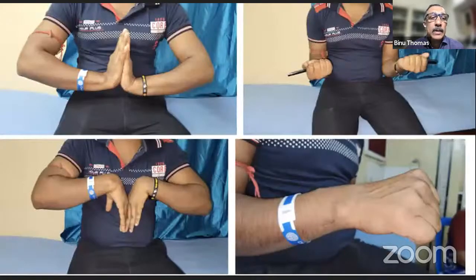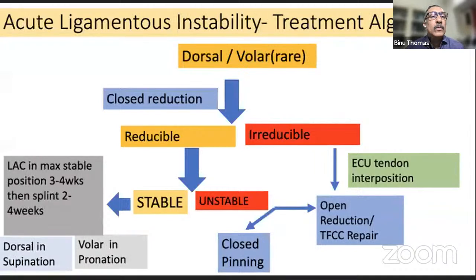And this is one of the patients we did, and that's the post-op results. Very good range of movement and stable elbow. Now, the treatment algorithm for acute ligamentous instability is this.